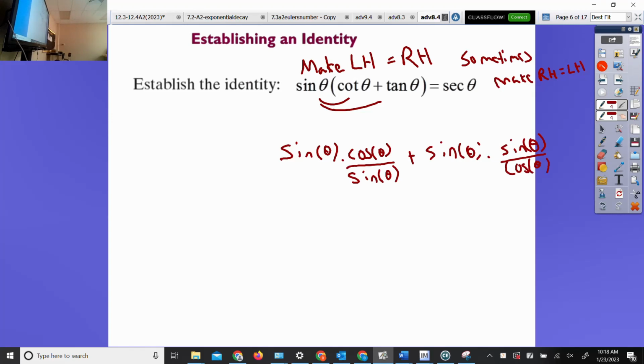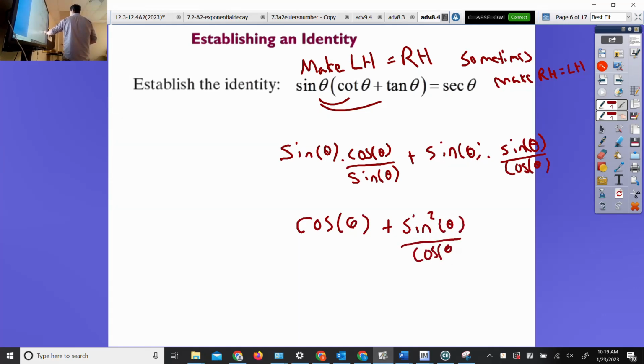All right, what's sine times cosine over sine? That's just cosine. How about sine times sine over cosine? Sine squared over cosine. Fudge. Not what I want yet.